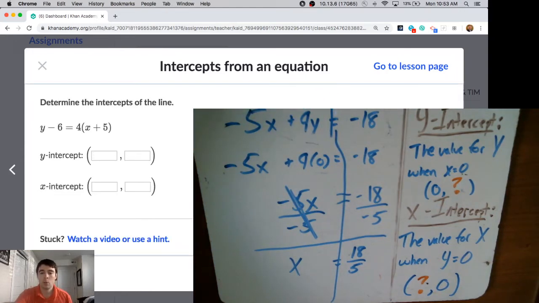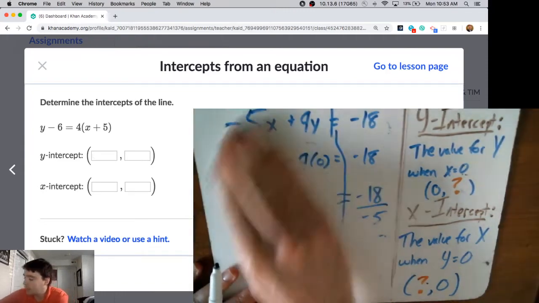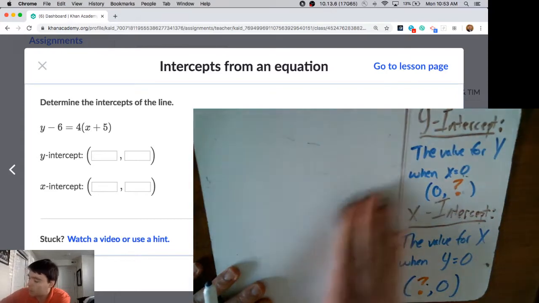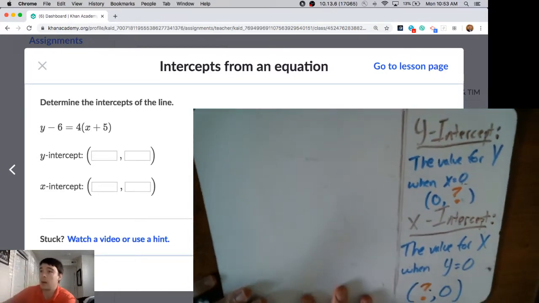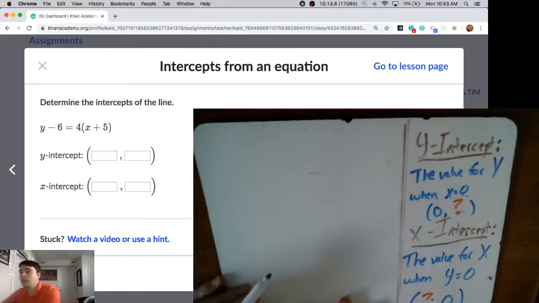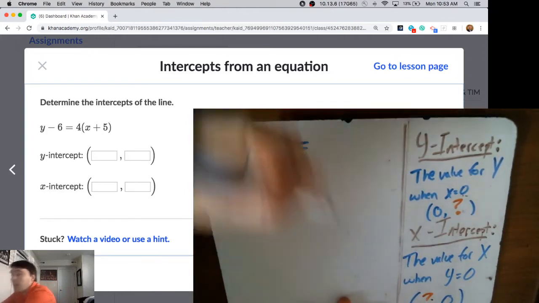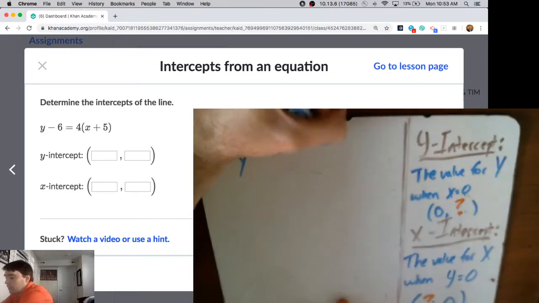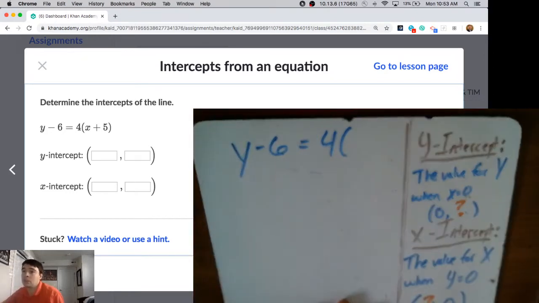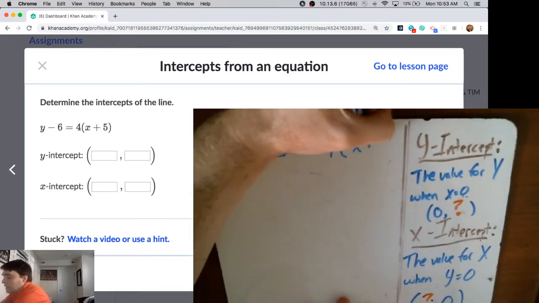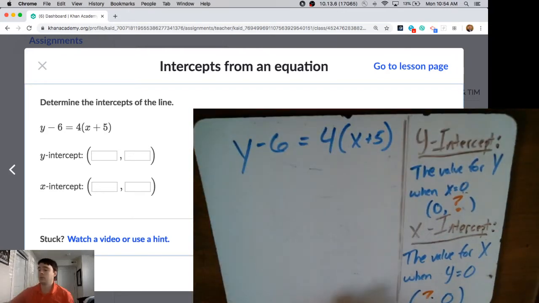We're going to take a look at one more example here. Anytime we're asked to find intercepts, if they just give you an equation, it's a little tougher than the graph, but all you need to do is replace the y or the x with 0 to find either intercept. If I want to find the y-intercept, I replace x with 0. If I want to find the x-intercept, I replace y with 0.